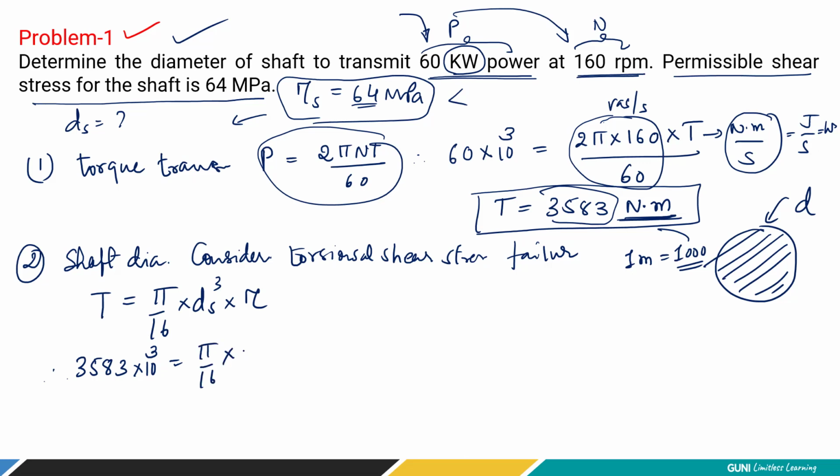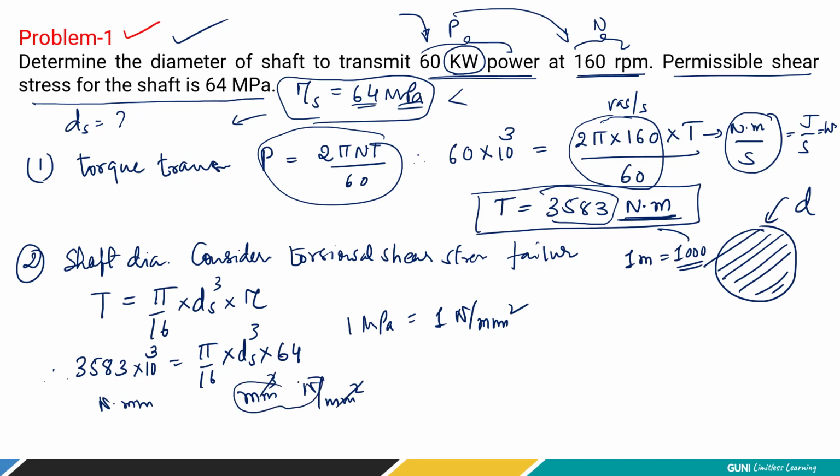Shaft का diameter हमें find करना है. Then the permissible stress is given 64. Now it is in terms of megapascal. So 1 megapascal is equal to nothing but 1 Newton per millimeter square, right? So on this side it is Newton millimeter, this is millimeter cube, and this is Newton per millimeter square. So this cancels out. What we have is Newton millimeter, and on the left side it is also Newton millimeter. You have to take care of equivalence of units, right? You cannot multiply the Newton meter with the megapascal. आपको ध्यान रखना पड़ेगा, वरना आंसर जो आएगा वो बहुत छोटा होगा या फिर बहुत बड़ा होगा, right?